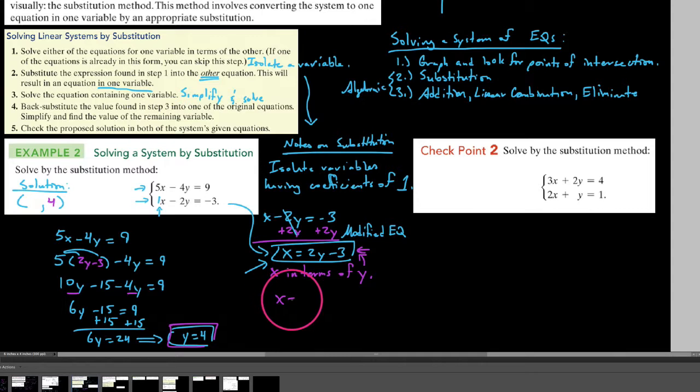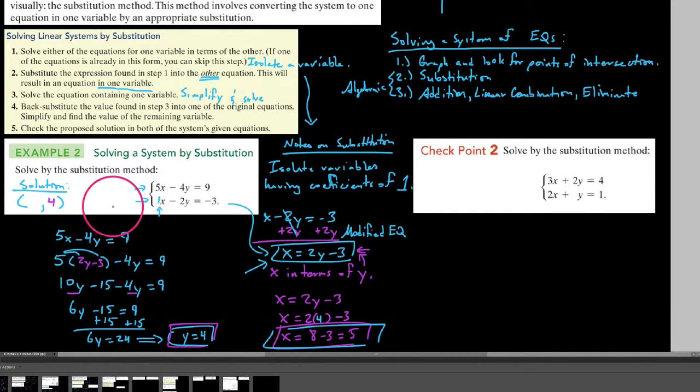So looking at this, we would say x equals 2y minus 3, and if we know that y is equal to 4, then x is really equal to 8 minus 3, which is 5. In other words, when y equals 4, x equals 5. So we're going to fill this in our solution pair up here. This would be the solution to the system.